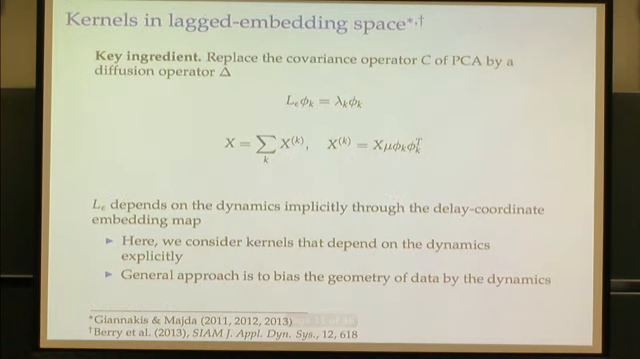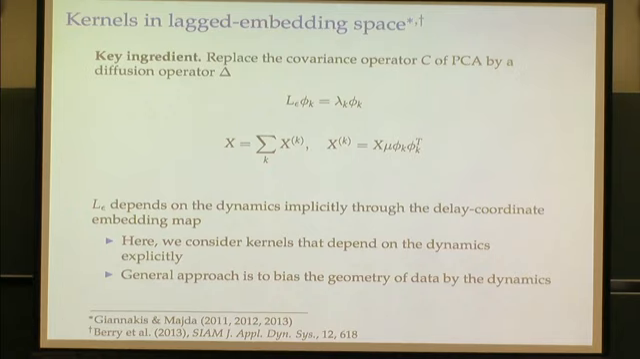What was done in our earlier work with Andy, and also in independent work by Tyrus and his collaborators, is to use these kernels for the machine learning algorithms in this Takens delay coordinate space context. Basically the procedure is to replace the covariance operator that was used in PCA with eigenfunctions of this diffusion operator that we obtain in our delay coordinate space.